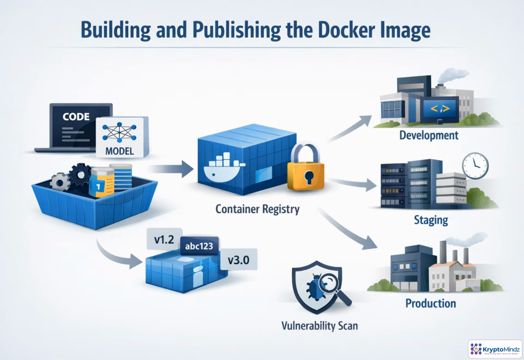Once validation is complete, the service is packaged as a Docker image. That image includes the model, API code, dependencies, and runtime. It is tagged so each build can be traced by release, model version, or commit SHA. Before use, the image is scanned for known vulnerabilities. Then it is pushed to a container registry, which becomes the source for deployments into development, staging, and production.